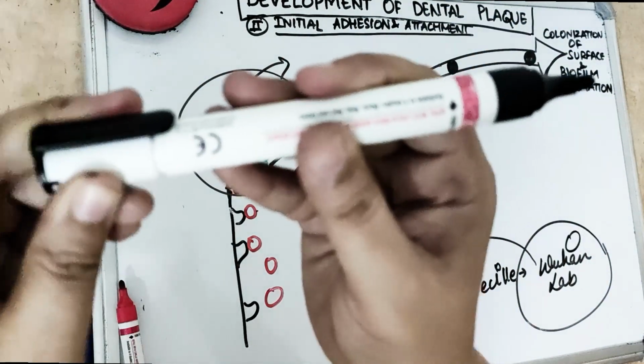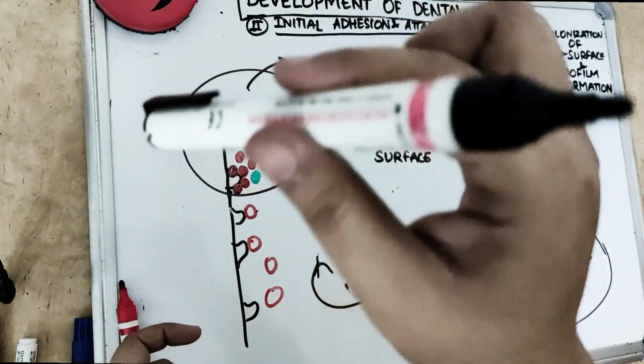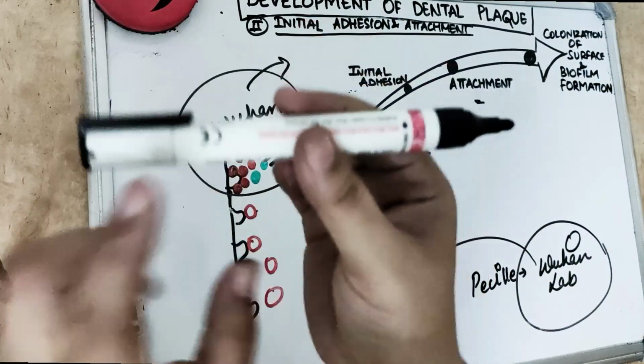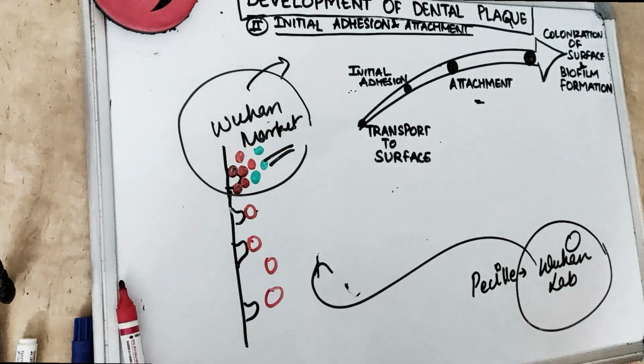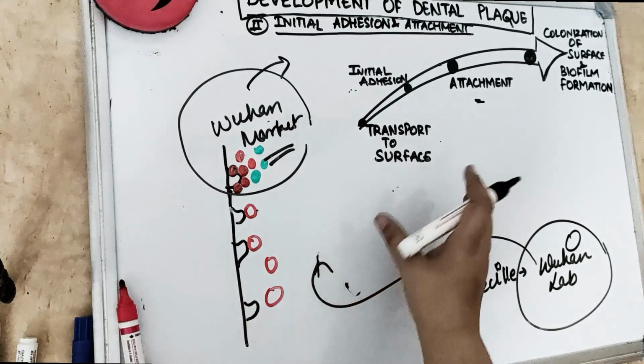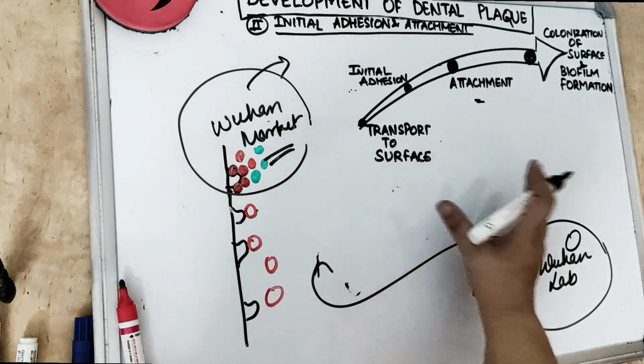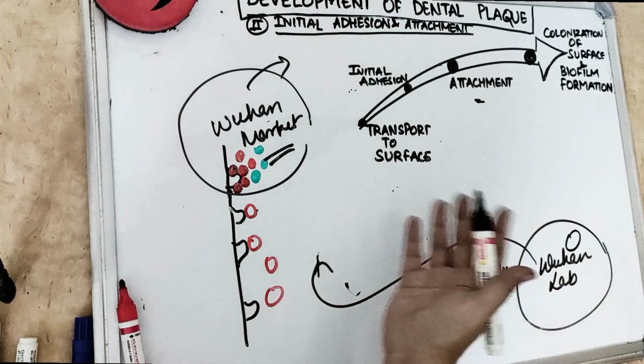Now it has made some attachment. Now it cannot come down. Now the bacteria has stuck to the pellicle, so it has made an attachment, and then there is colonization, there is spread. So transportation to the surface happens via a random contact of bacteria to the pellicle.